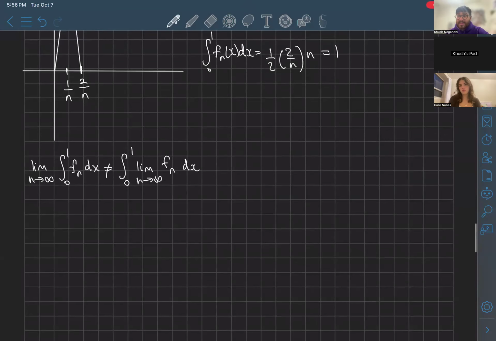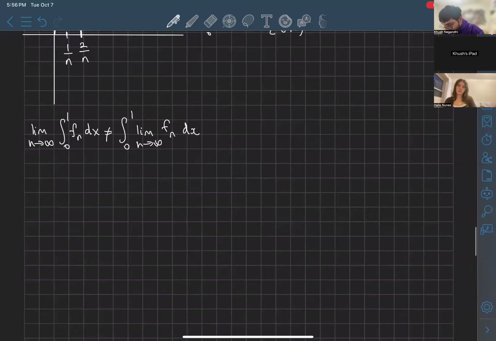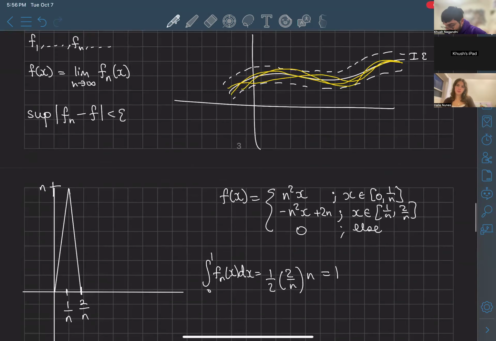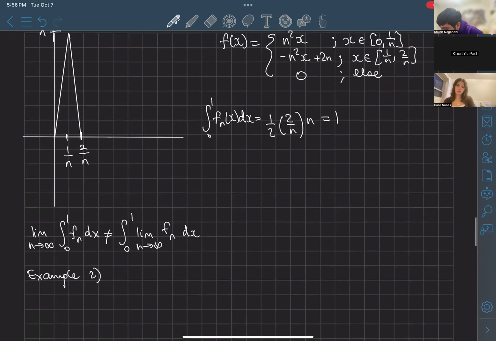Okay, that's one of the issues. And now let's look at a sequence of functions that converges pointwise. All the functions are integrable, but the limiting function will not be integrable. So example 2, let's say. Let's call this example 1. Let me just say that the pointwise limit of fn was 0.